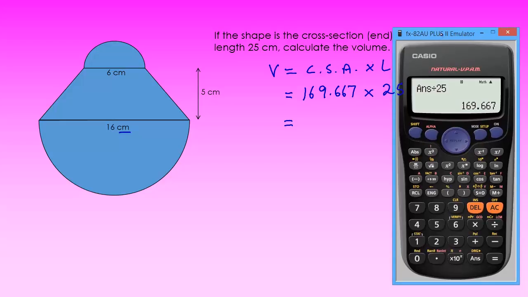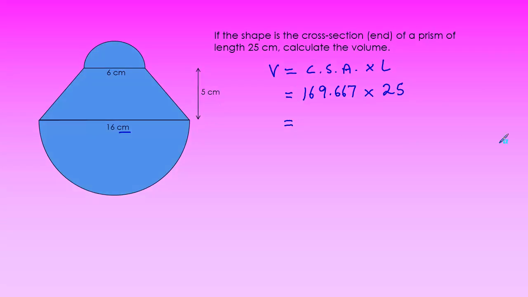So let's bring in the calculator and multiply that figure by 25. And I'm going to give this to the nearest whole number, which is why that didn't matter. And that's 4242. So that's 4242. Because these are in centimeters, that will be in centimeters cubed. Remember, it's a volume. And I'm going to indicate that I've given that to the nearest whole number.